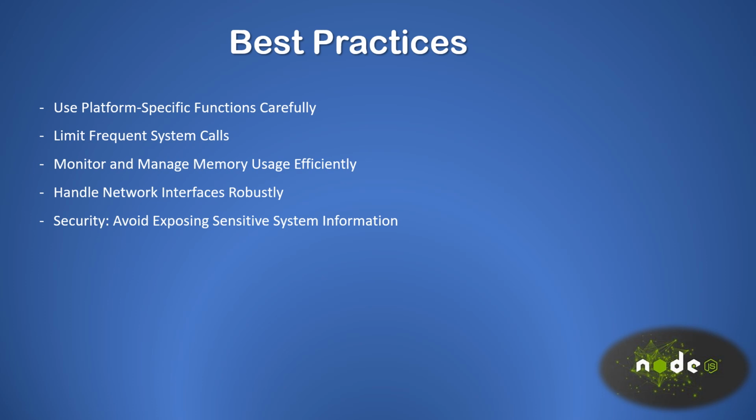The third one is to monitor and manage memory usage efficiently. Using freemem and totalmem to track the system is useful. So regularly monitor memory in long running processes, and optimize memory handling to avoid memory leaks. The fourth one is handling the network interface robustly. The structure of network interfaces can vary across platforms and environments, so it's better to check for the specific interfaces and properly handle the IPv4 and IPv6 configurations to avoid unexpected errors.